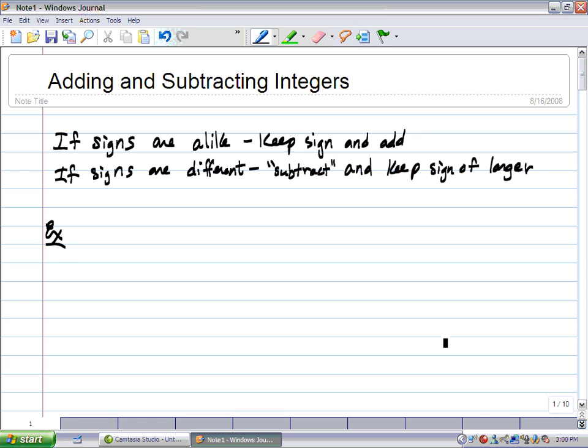Okay, let's do a couple of examples. 2 plus 5. Don't forget how to do what you've known how to do since first or second grade, because you've learned something new with negative signs. 2 plus 5 is still 7. Negative 2 plus negative 5, they're both negative. We put them together, we're going to get negative 7.